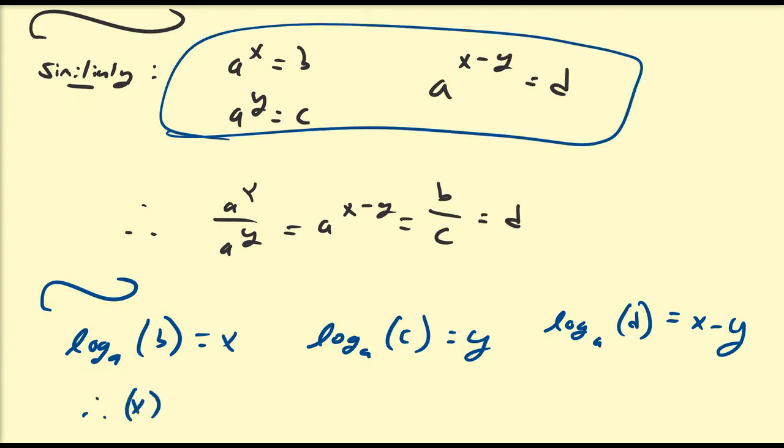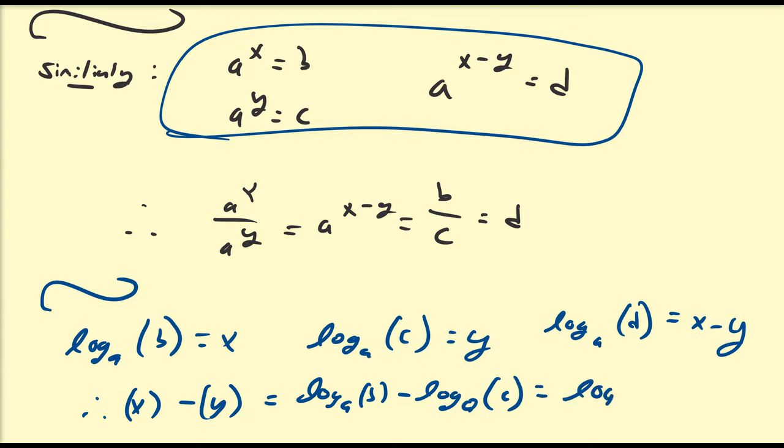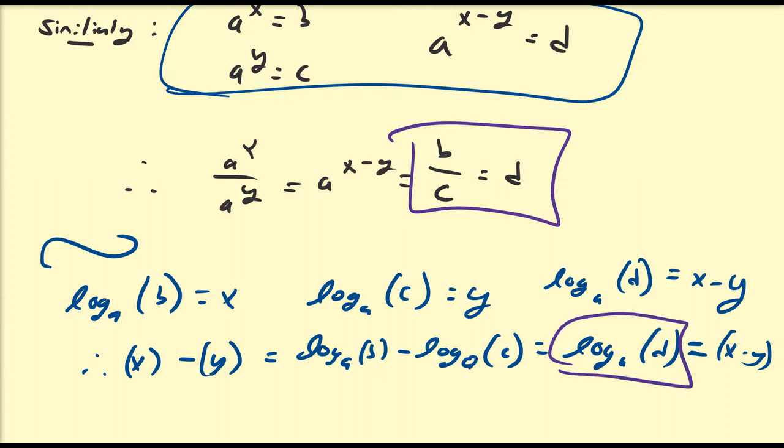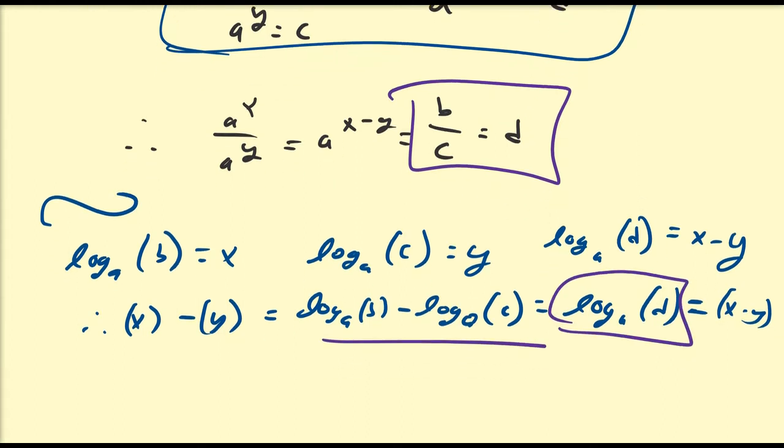So therefore, if we take the quantity x minus the quantity y, that's going to be equal to the log base a of b minus the log base a of c, which is going to be equal to the log base a of d, right? Which is, of course, equivalently the quantity x minus y, right? Now we can use the relation that d is the same as b over c and replace that here and get a rule there.